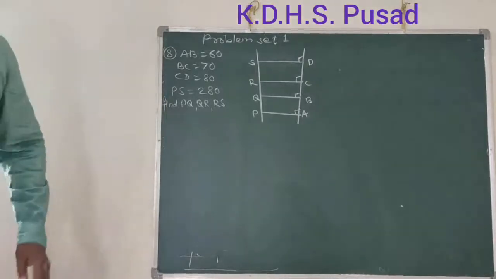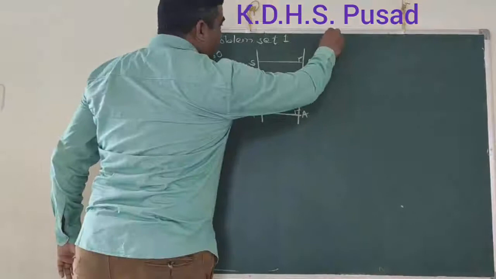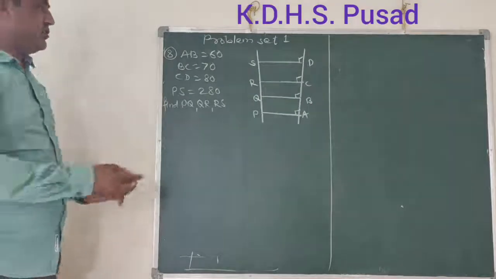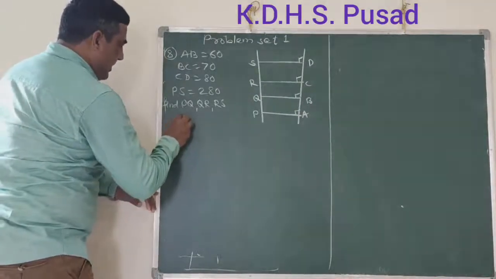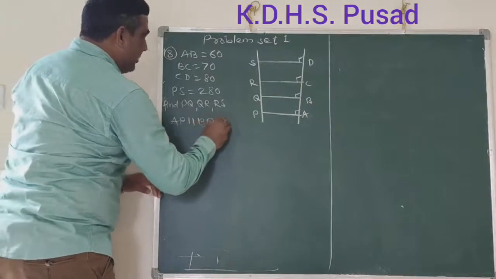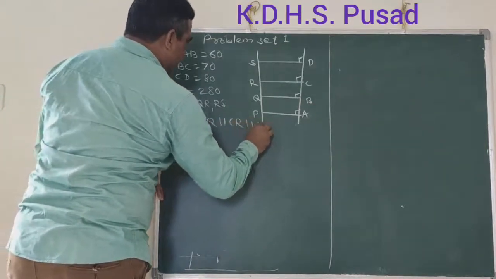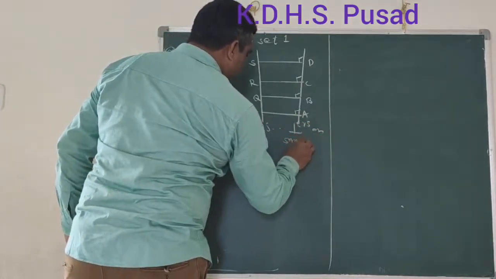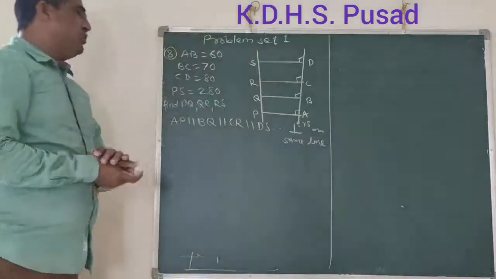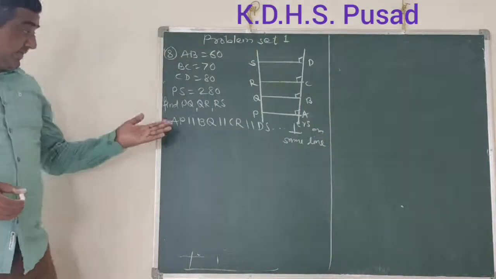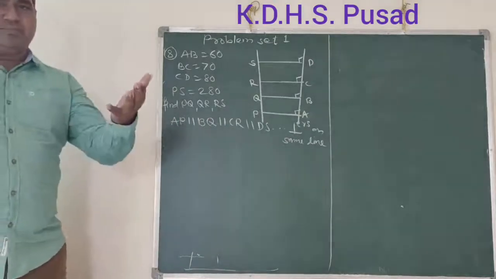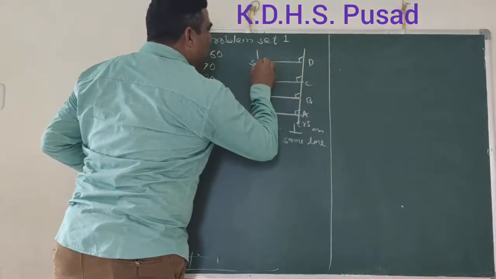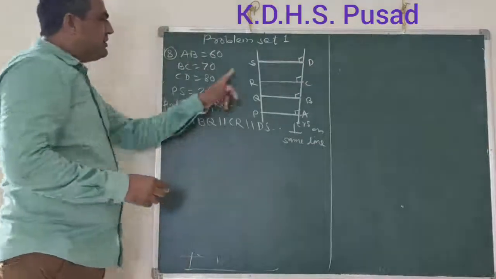In standard 9 we have studied a property: perpendiculars drawn on the same line are parallel to each other. So here AP parallel BQ parallel CR parallel DS. Perpendiculars on the same line are parallel to each other. This theorem we have already studied. Now there are 4 parallel lines, but we use only 3. So here I consider first AP, BQ, and this DS. These 3.